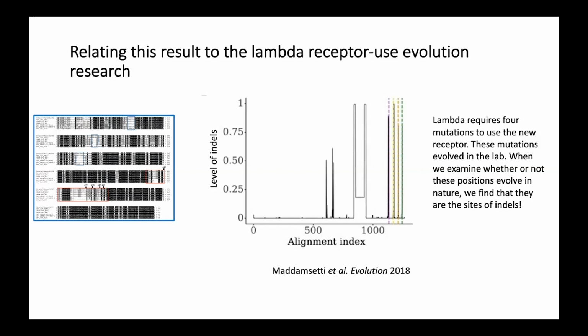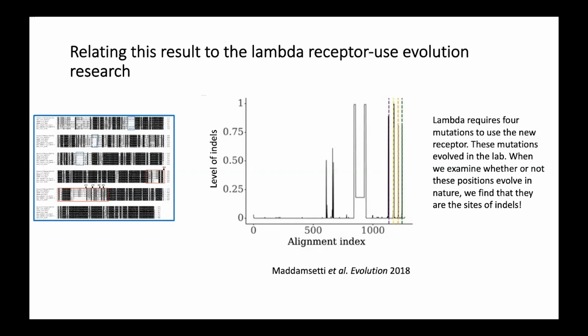One of the interesting things that we found in my lab experiments was that there were 4 mutations in the host recognition protein. The protein for lambda for host recognition is called J, not S. There were 4 mutations in J that, if lambda gets them, it's able to use a brand new receptor.